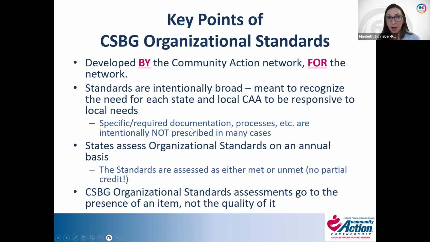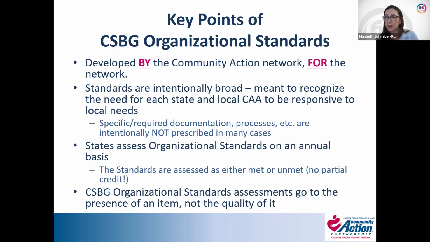The standards themselves, if y'all have ever read them, sometimes you'll go, gosh, that's pretty broad. And that is intentional, because with a network of 1,000 agencies, each CAA might need to implement the standards a little bit differently, right? When it comes to board reporting, for instance, we don't want to set a national standard for what a board report has to look like. That's a determination for the local agency to make with its board. That's a local decision, not a national decision.